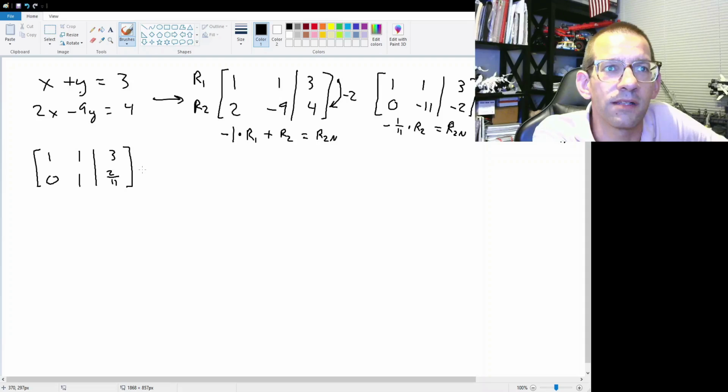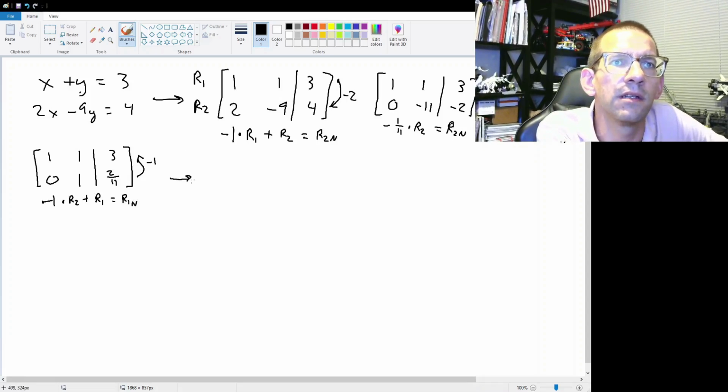So we're now in this step. We have our diagonal with 1s, with 0s in the bottom, and now we want 0s above the diagonal. And so I'm going to take row 2, multiply it by -1, and add it to the row above. So -1 times row 2 plus row 1 is equal to the new row 1.